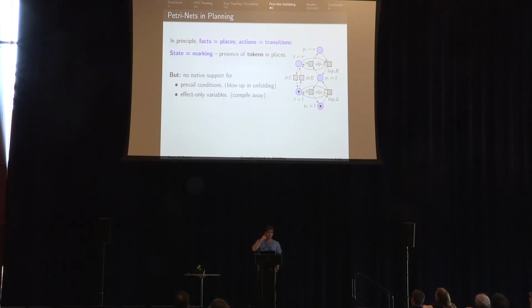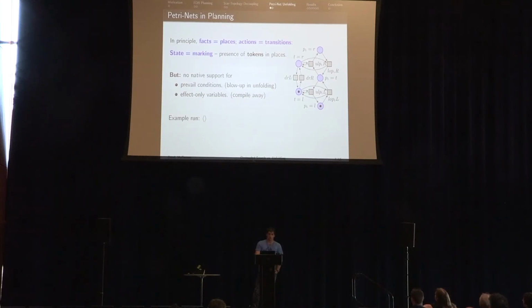Unfortunately, Petri nets have some limitations. Namely, they are not able to support prevail conditions natively. Those are preconditions where we do not change the value of the variable, like the precondition of the load action. We need the truck at the same position, but we do not change anything with the truck. This leads to a blow up in the unfolding, as you will see later. Another thing is that they do not support effect only variables, but we can compile those very easily without any overhead. So let's do some example in this Petri net.